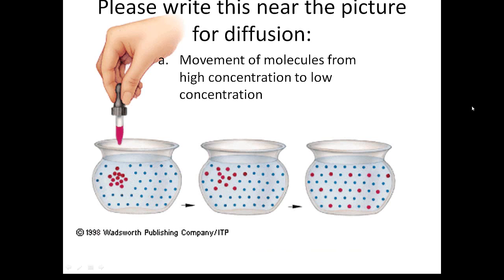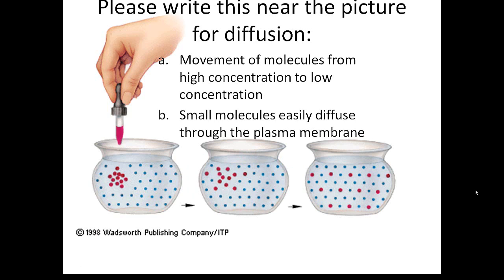Two types we're going to look at today, so by the picture for diffusion. Please write the definition. It's a movement of molecules from high concentration to low. You can see in the picture that somebody's dropping red food coloring in with water, and over time it goes from high concentration and spreads out, low concentration spreads out evenly throughout the water.